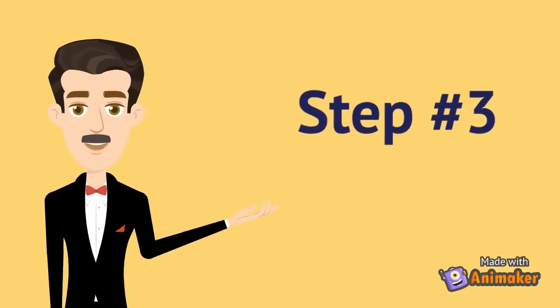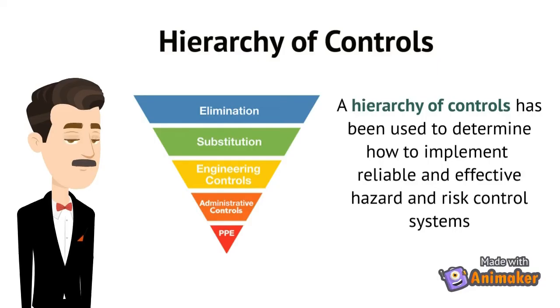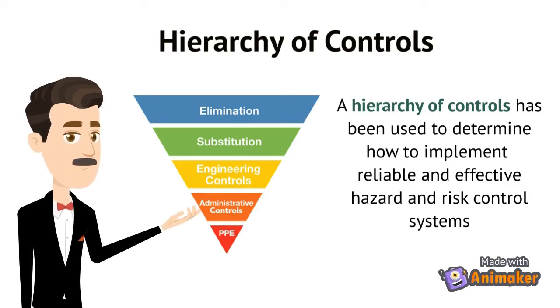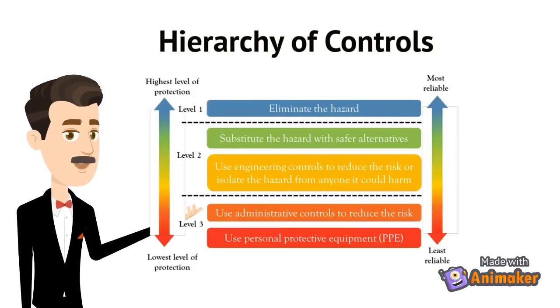Step 3. Hierarchy of control. It is used to determine how to implement reliable and effective hazard and risk control systems, such as elimination, substitution, engineering controls, administrative controls, and PPE. Elimination is the highest level of protection by physically removing the hazard, followed by replacing the hazard, then isolating people from the hazard, then changing the way people work, and lastly protecting the worker with personal protective equipment.